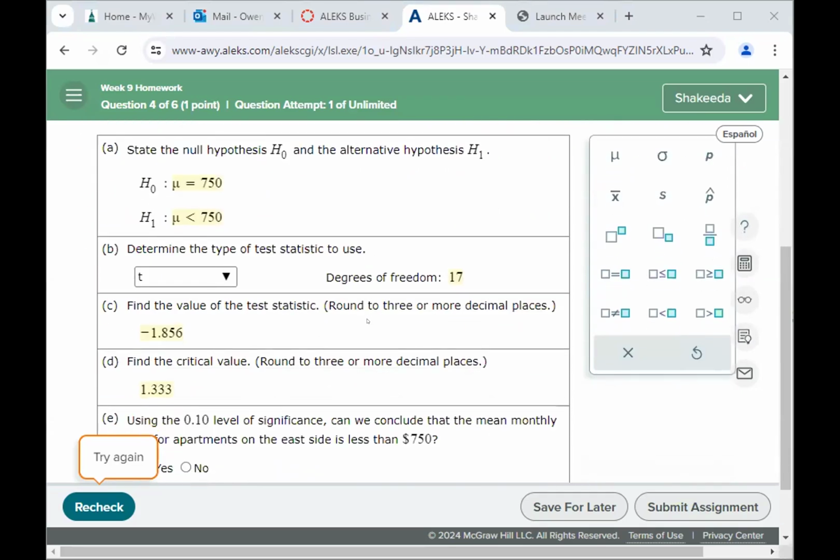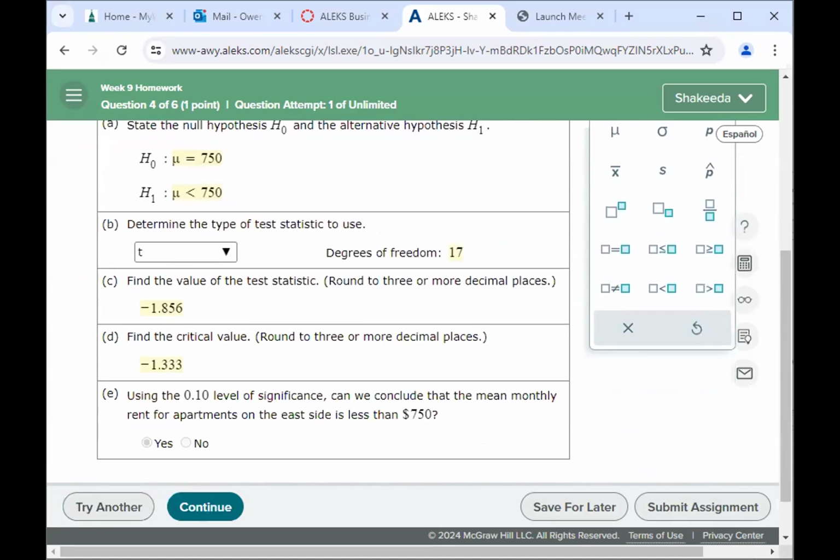So what did I do wrong? Negative. Put a negative in front of that. This one, the critical value? Put a negative. Now, can you explain that to me? Because I don't see the negative here. Because the OV is negative, therefore the CV is also negative. Okay.